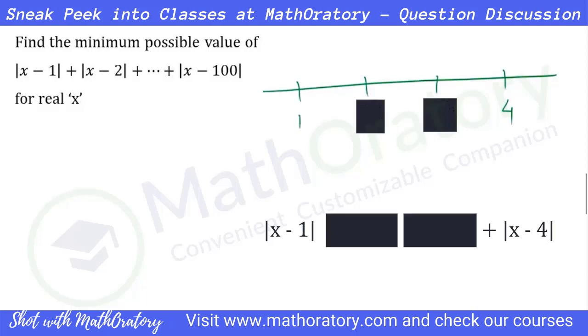If I place x anywhere in between 1 and 4, the distance between x and 1 is going to be counted once, and the distance between x and 4 is also going to be counted once, the extreme points out here. So wherever I place x in between 1 and 4, one time this entire distance between 1 and 4 is going to be counted, right? That is going to happen.